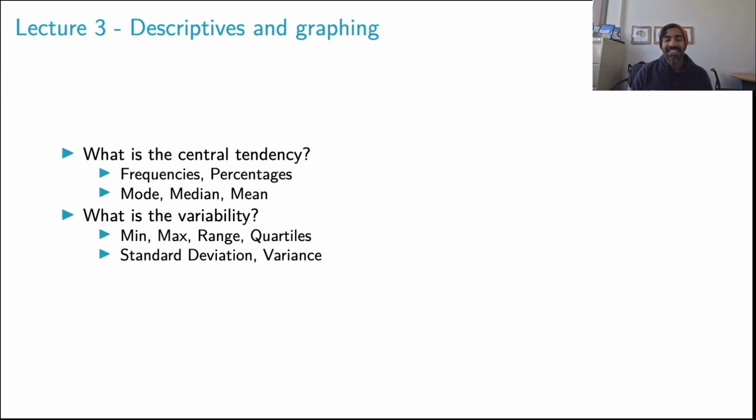And so in lecture 3, we talked all about descriptives and graphing. What is the central tendency, frequencies, percentages, mode, median, and mean, and we saw how these can vary as a function of whether the data is positively skewed or negatively skewed. And then we focused on variability around these measures: the minimum, maximum, range, quartiles, and also standard deviation and variance for normally distributed data.